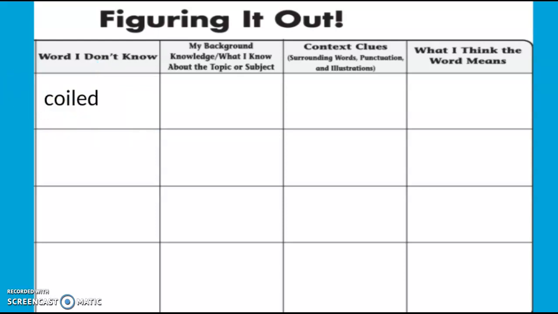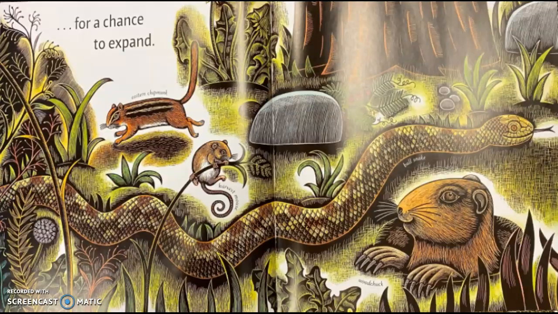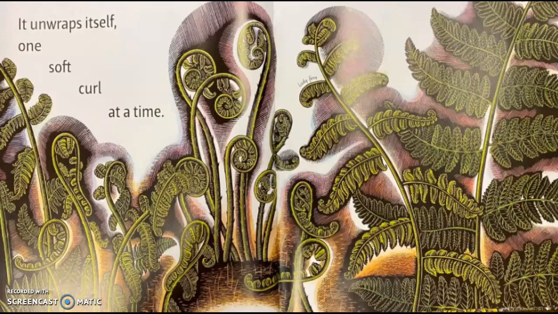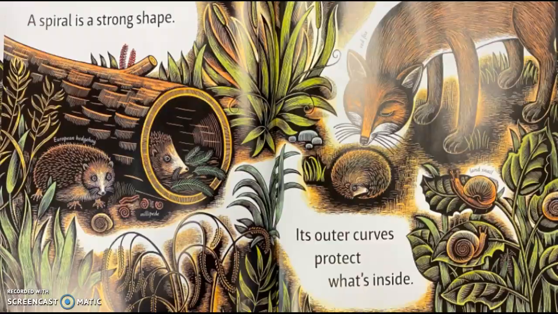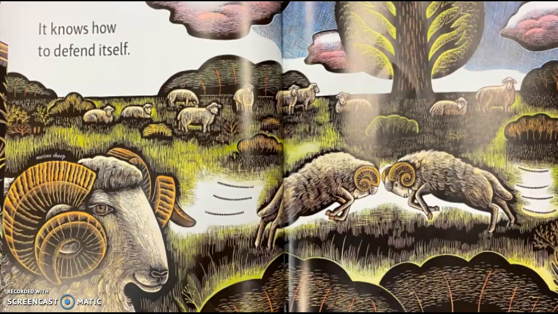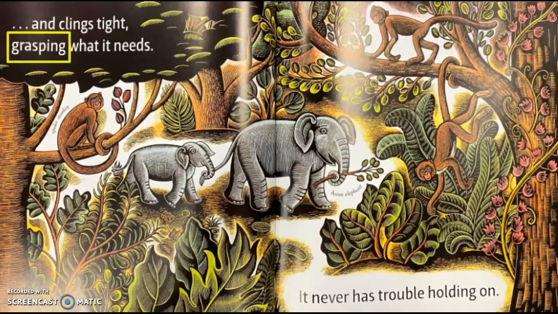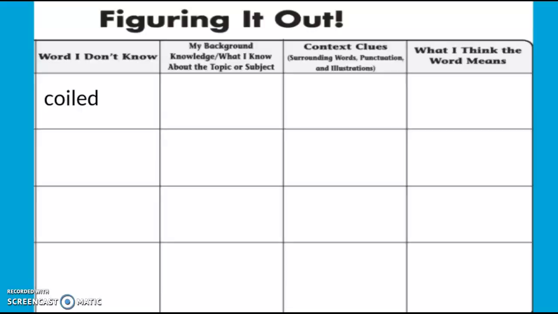And then let's look for the words that we tagged that we weren't sure the meaning of. Taking a look back, just rereading in our book, it knows how to defend itself. It winds around and around. Oh, there's one. And clings tight, grasping what it needs. So we're going to put in the word grasping. I'm going to copy that here and write the word grasping.